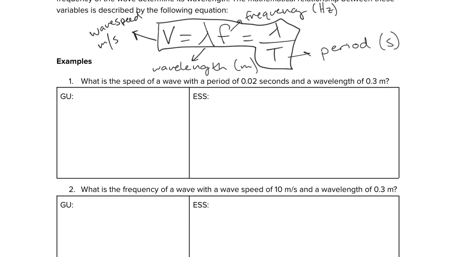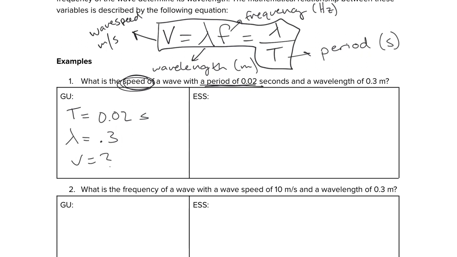It asks, what is the speed of a wave with a period of 0.02 seconds and a wavelength of 0.3 meters? So we go look at our givens. The period, that's a capital T, equals 0.02 seconds, and a wavelength of 0.3 meters. So wavelength is the lambda, that's 0.3. The question is, what is the speed? So that's the velocity. Oh, that's a really bad question mark. I've got to draw it again.